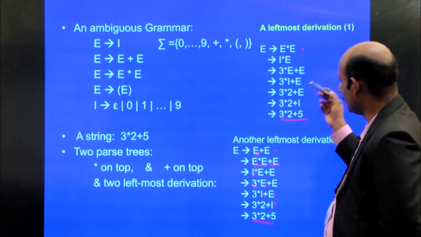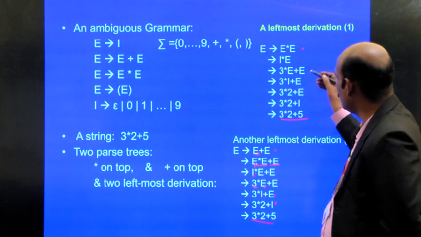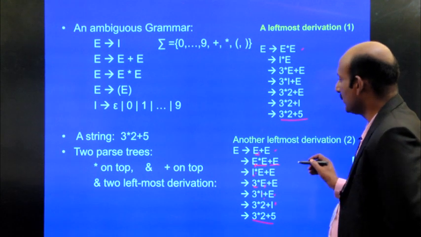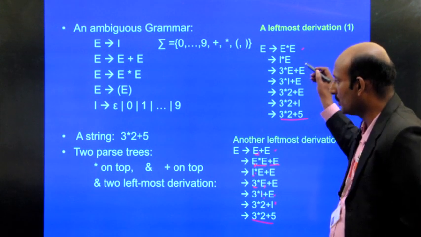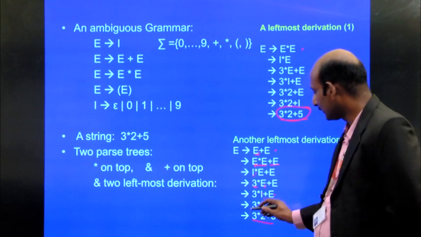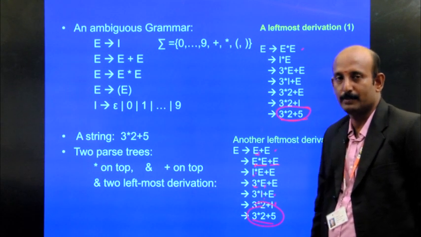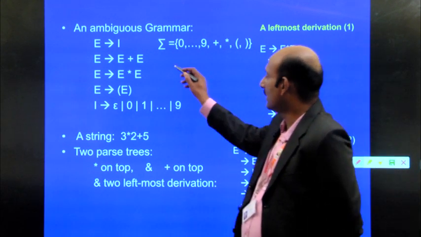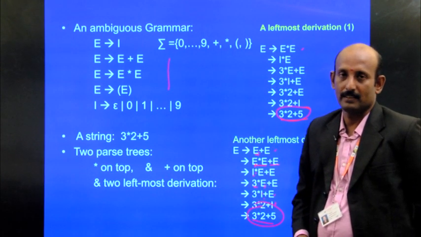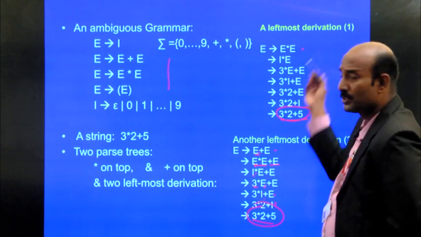Both are leftmost derivations. There are two. This is leftmost derivation 1, and this is leftmost derivation 2. So there are two leftmost derivations for the same input string. Then we can call this grammar ambiguous.